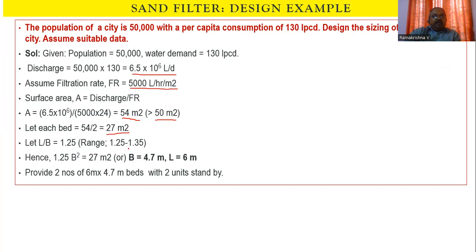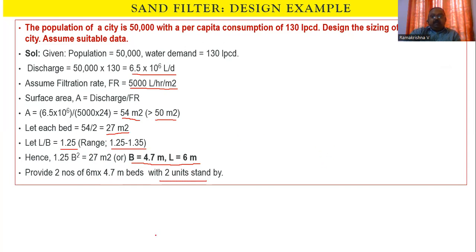The L by B range also we know, 1.25 to 1.35. If I assume 1.25, then correspondingly B is equal to 4.7 and L is equal to 6 meters. So two numbers of 6 meters length and 4.7 meter width bed you have to provide, and if required you need to provide something as a standby.